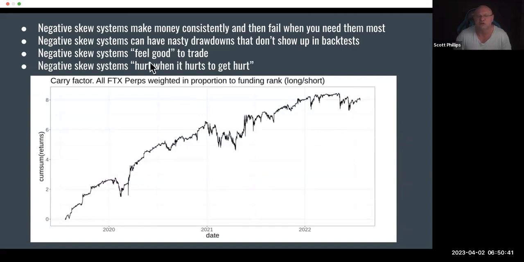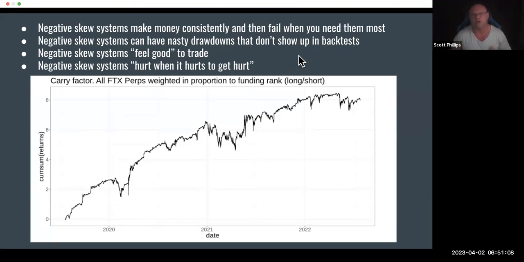Negative skew systems feel great to trade. So this is a carry, which is a benign negative skew system on the FTX perpetual futures. You can see it made money really consistently, shit the bed when the market did. Made money really consistently, shit the bed right when the market did. So negative skew systems feel great to trade. I'm getting a really high win rate, 65% wins, winning. But then they shit the bed sometimes. And this is the vast majority of bot trading.